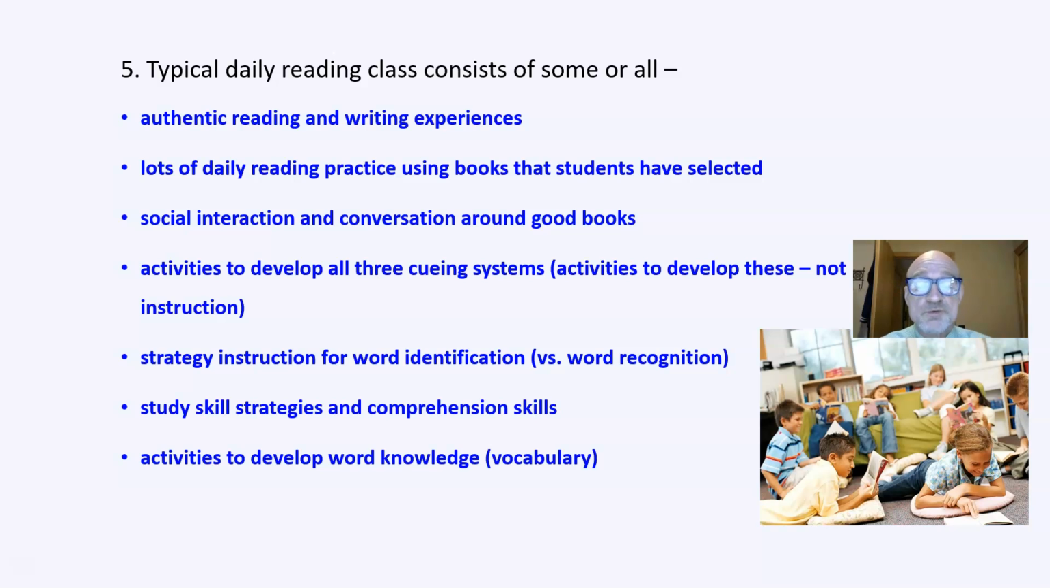That's different than word identification. You have specific strategy instruction for word identification. If you don't recognize a word, here are the steps that you take. As well, you have specific direct instruction for study skills, strategies, and comprehension skills. This is what you do to comprehend a textbook, as well as activities to develop word knowledge or vocabulary.